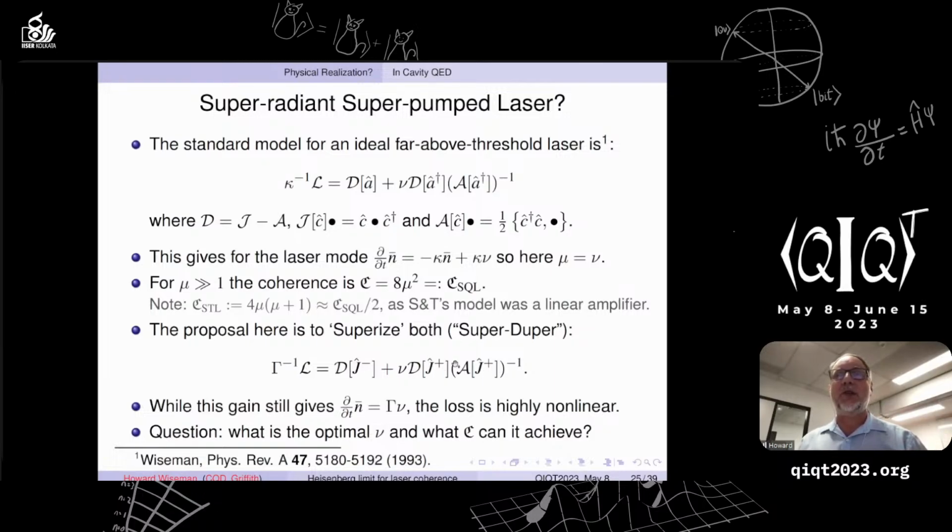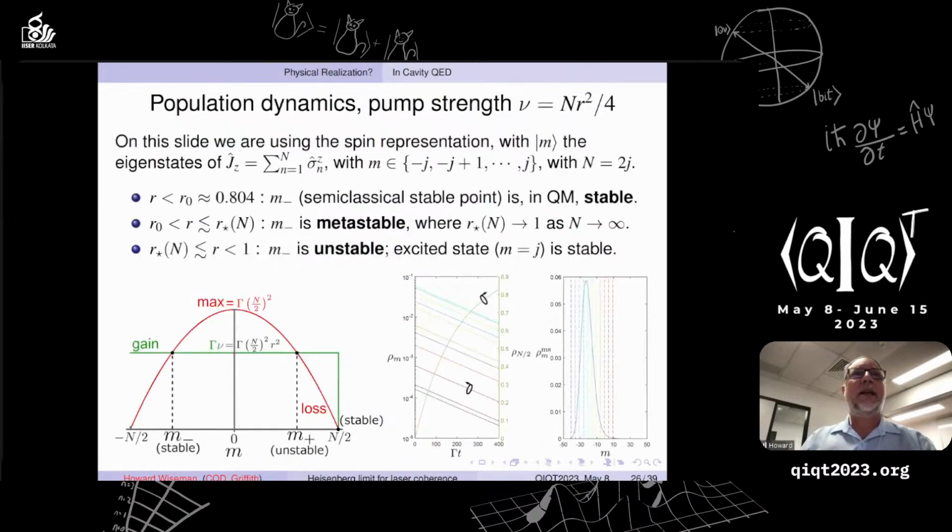So this pumping term still gives the same sort of constant gain. So again, gamma times nu is the rate of gain, but I have a highly nonlinear loss now because of this J minus here. So the question is then, if we just for the moment assume that we could produce a model like this, what sort of coherence can it achieve if I optimize this parameter nu? It turns out there's some interesting dynamics for this. This is a sort of semi-classical analysis of what's going on.